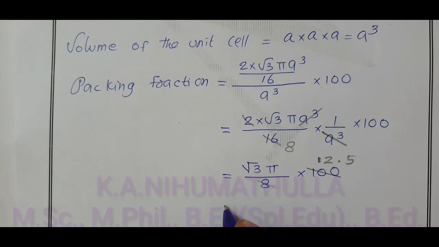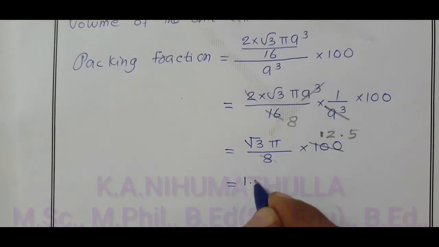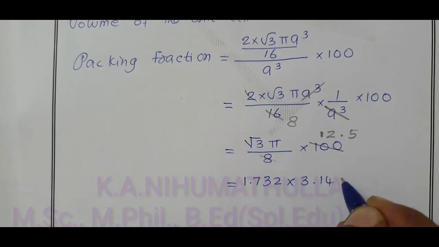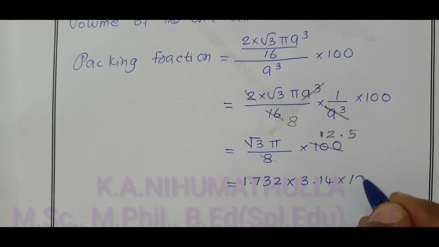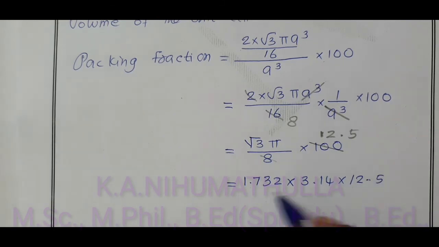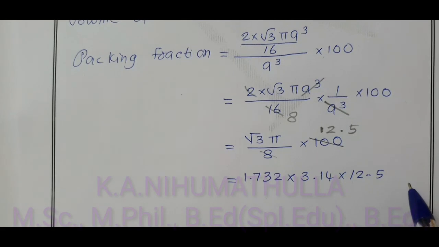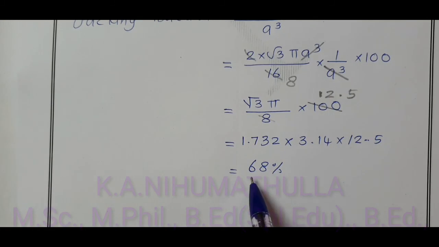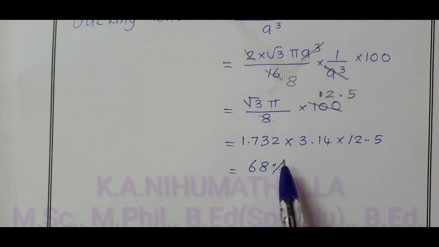Root 3 value we know, 1.732, and pi value 3.14, then 12.5. When you multiply these three quantities, finally you will get the final percentage, 68%. Packing fraction, that word implies that 68% of the available volume is occupied by the spheres. How many spheres? 8 spheres in the corner and 1 sphere in the body center.